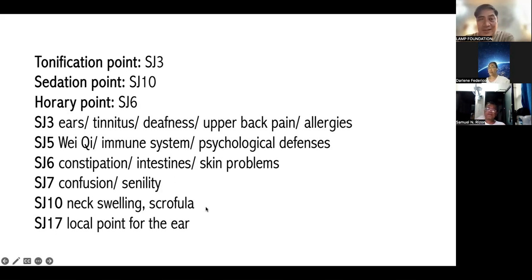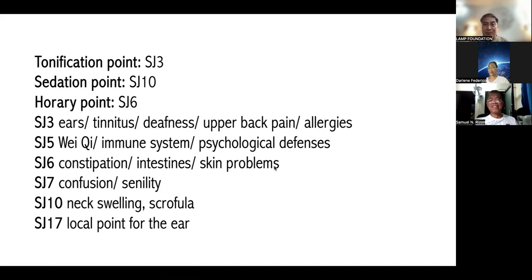Horary point. Why is Sanjiao 6 the horary point? What do you mean by horary point? Okay. Ano element ng Sanjiao? Fire. So the horary point is the fire point of the fire. So what is the fire point of Sanjiao? Sanjiao 6.